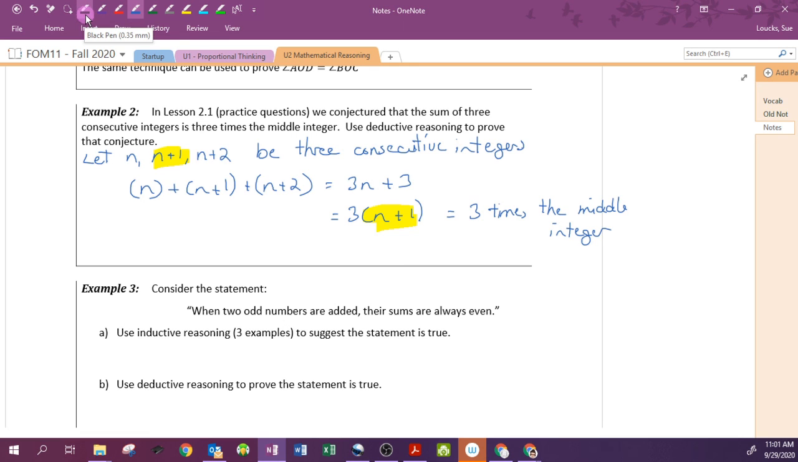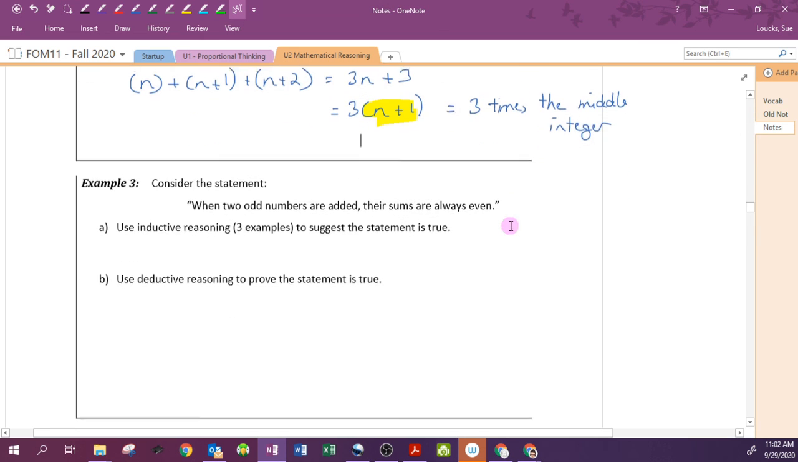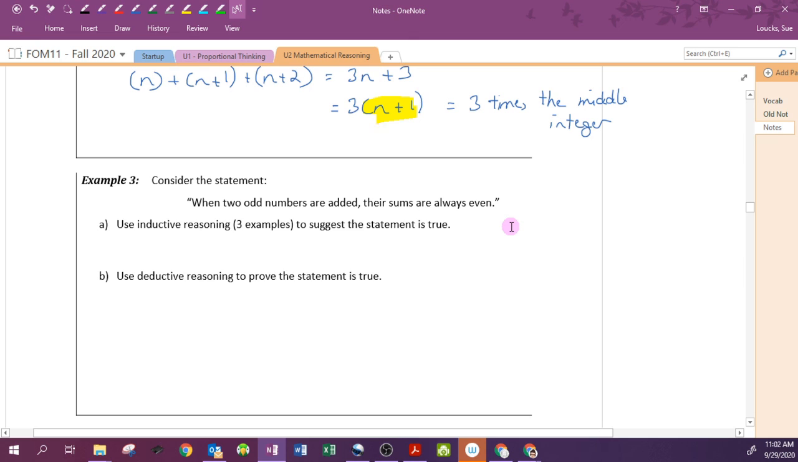Okay, all right. Consider the statement, when two odd numbers are added, their sums are always even. So use inductive reasoning to suggest the statement is true. So anytime I ask you to use inductive reasoning to show me something, I want at least 3 examples. One example is not enough to show me that something is true. That doesn't mean anything. You need at least 3 to show me a pattern, okay? And obviously, it can be any 3 that you pick. I don't expect you to pick the 3 that I have in mind, right?